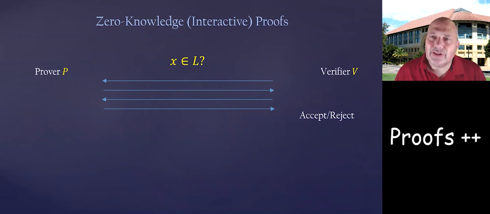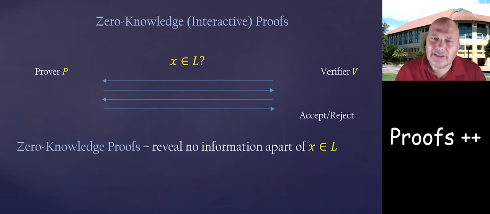So we saw that interactive proofs already give you this amazing power. You can prove things that are much more complicated than NP. And in fact, you can do something else. You can give zero knowledge proofs. So the prover is going to convince you that X is in L. But a zero knowledge proof will reveal no information apart from the fact that X is in L.